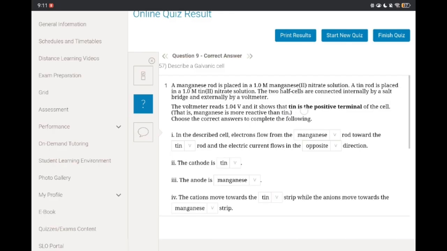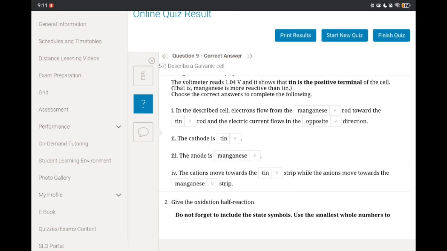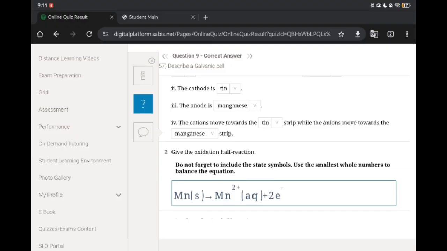So look, electrons flow from the anode towards the tin, so from the anode to the cathode, and the electric current flows in the opposite direction. The cathode is tin and the anode is manganese. We just said this. Always remember that the current flows opposite to the electrons. Cations move towards the cathode, anions move towards the anode. So that means the cations go to the tin and the anions go to the manganese.